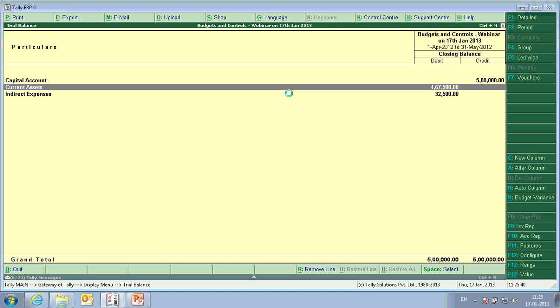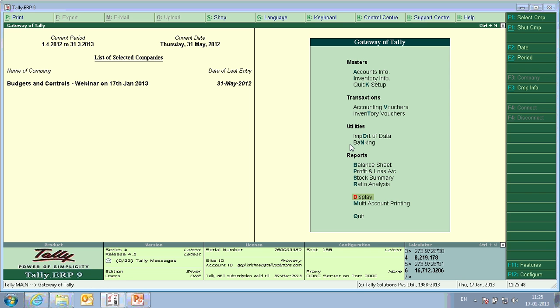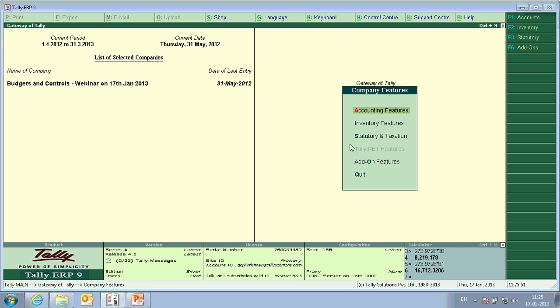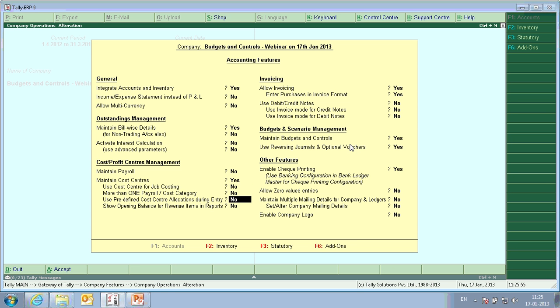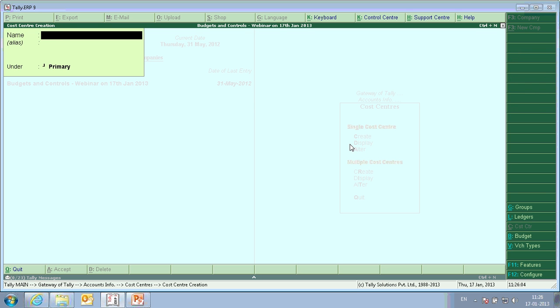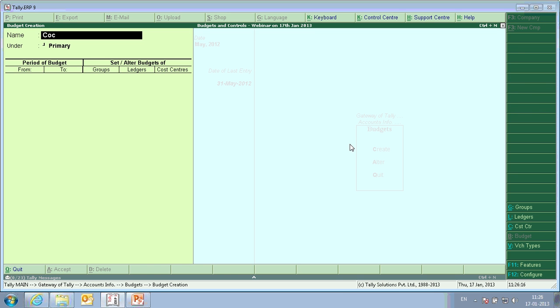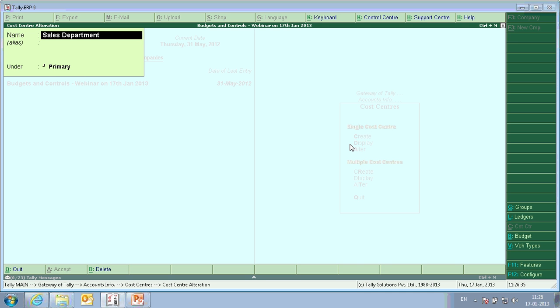Yep, I got it. Now we have one more, called cost center budget. So let me activate cost center. When I activate cost center, I'll create one cost center, let us say sales department, under primary. Now I can create a budget, then cost center budget, sales department. I just created a cost center, Anaga. In cost center creation, nothing else is there. It is just creation of a cost center.